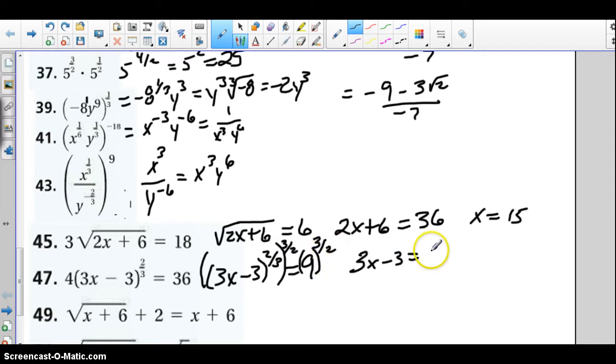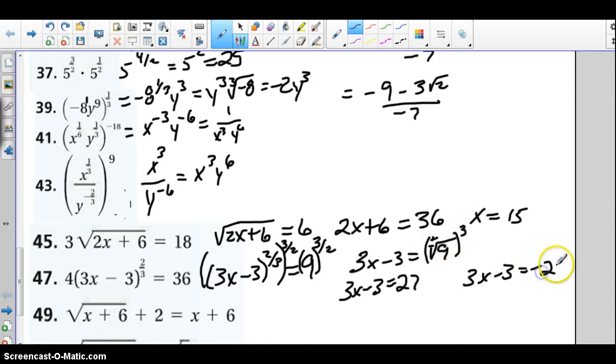The square root of 9, our index is 2, all raised to the 3rd power. But remember, we're going to have a plus or minus here because we square rooted both sides of an equation. So we're going to have, in essence, 3x minus 3 equals 3 cubed, which is 27, and 3x minus 3 equals 3 cubed negative, which is negative 27.